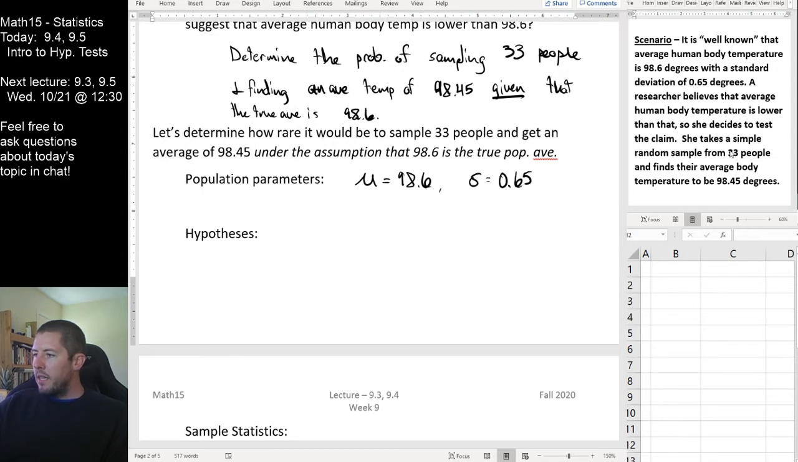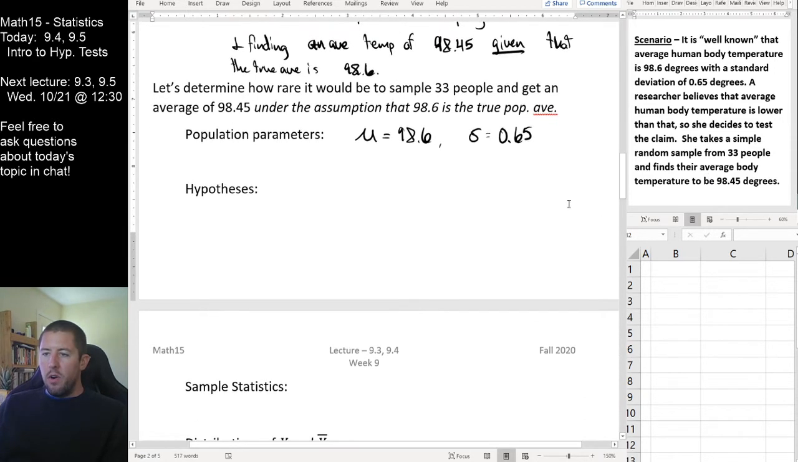All the other numbers in here, 33, 98.45, those deal with what the sample collected. Those don't have to deal with the population as a whole. So our population parameters here, population average, population standard deviation, those two things were given. I am asking these questions, by the way, in a slightly strange order. Notice that I'm looking for the population parameters, then the hypothesis, then the sample statistics.